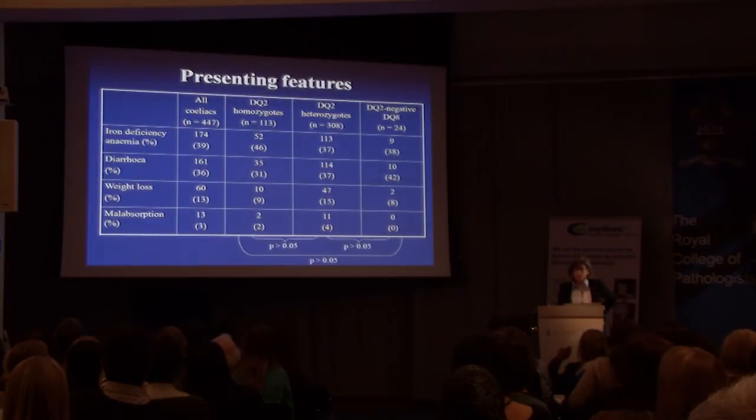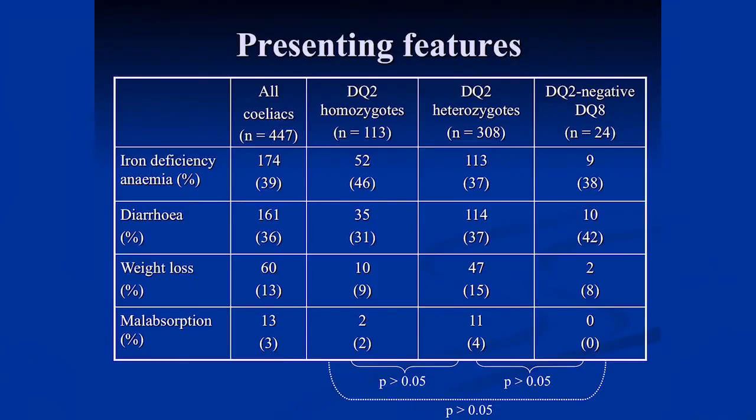Iron deficiency anemia and diarrhea were the most common modes of presentation of celiac disease. The proportion of celiacs presenting with anemia, with diarrhea, weight loss, malabsorption was similar, whether they were DQ2 homozygotes, heterozygotes, or were DQ8 carriers.